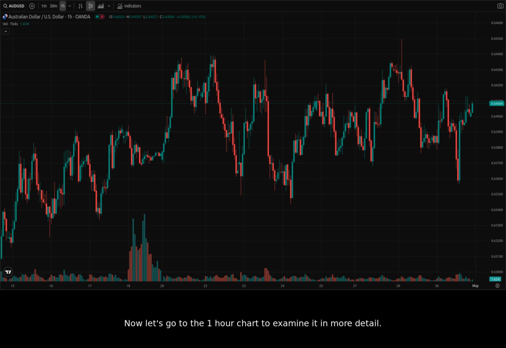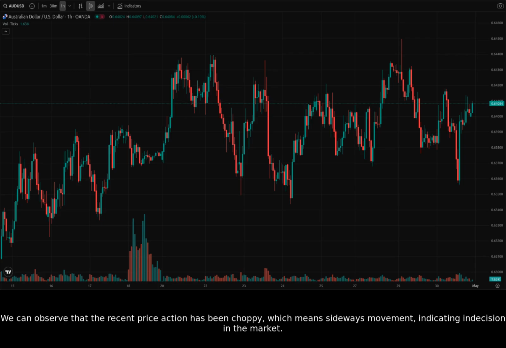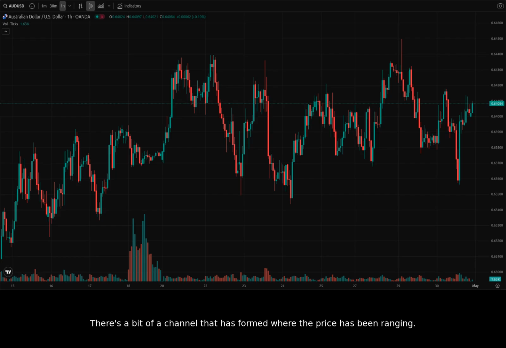Now let's go to the 1-hour chart to examine it in more detail. We can observe that the recent price action has been choppy, which means sideways movement, indicating indecision in the market. There's a bit of a channel that has formed where the price has been ranging. We can also see it bounced off a support around the 0.638 level, which could be an important point to watch. If it falls below the support, it could continue the downtrend further than expected.